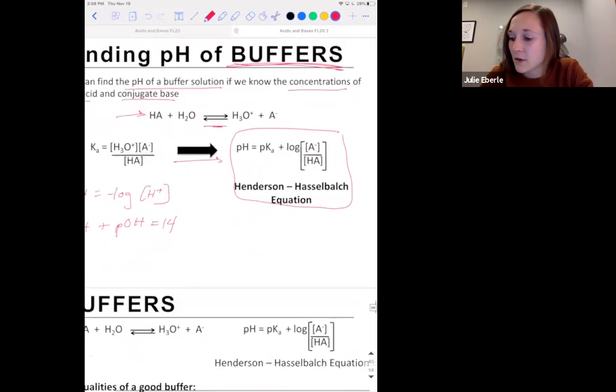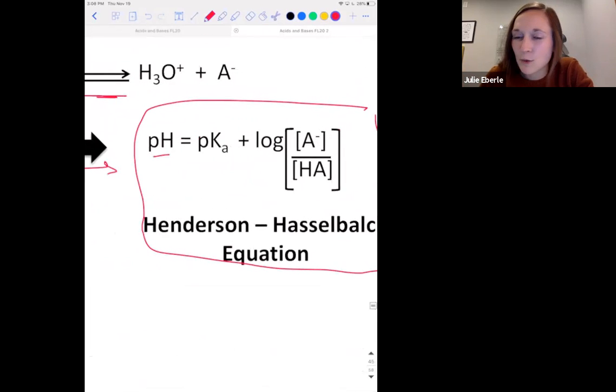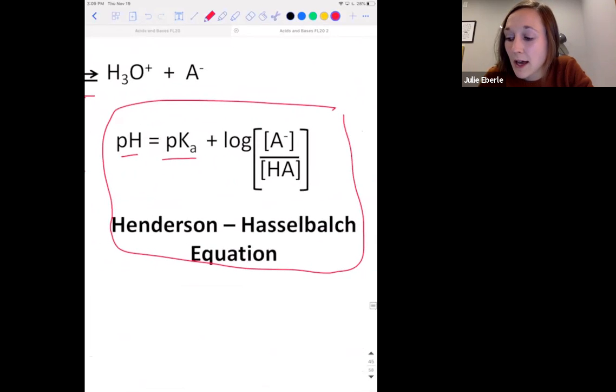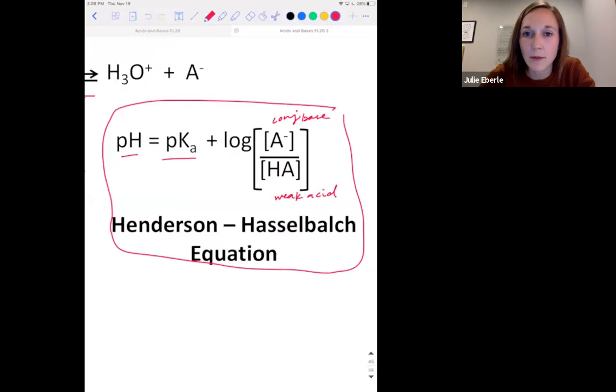Now, if we look at this equation, what does it say? It says pH equals what? It equals pKa. What is pKa? Well, we're going to learn how to solve for pKa in just a second. And then it says pH equals pKa plus the log of A minus, which we know is the conjugate base, over HA, which is the weak acid, the concentration of the conjugate base over the concentration of the weak acid.